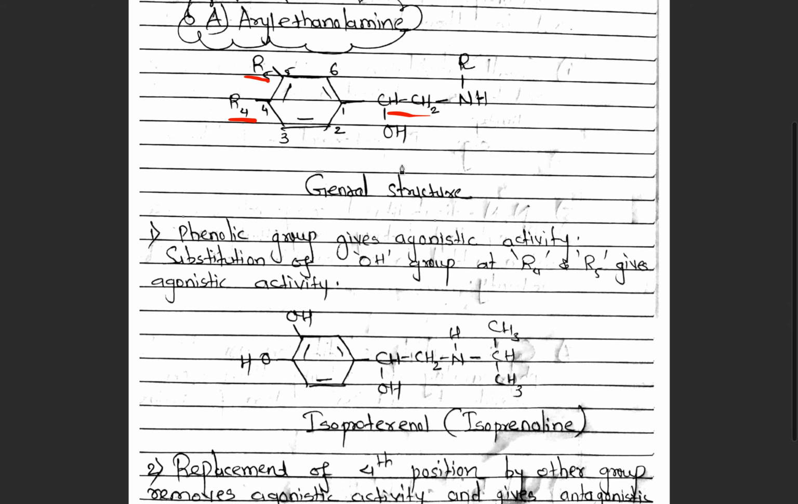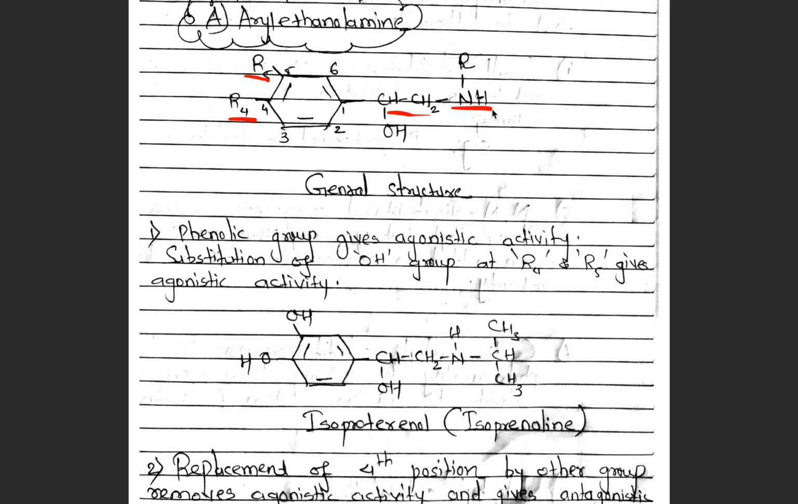Now moving to the chain. If this alkyl chain of 2 carbons is increased or decreased, then it affects the activity. So it is a must that this carbon chain is of 2 carbons. It should be not less than that or more than that. Now moving to the next point, the amino group.